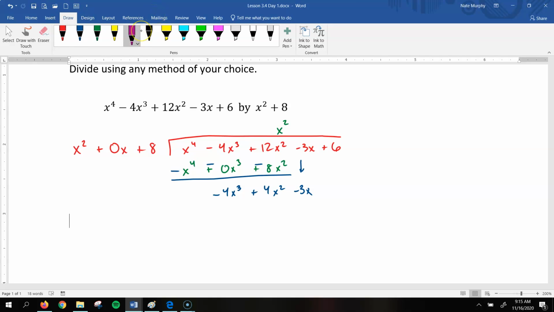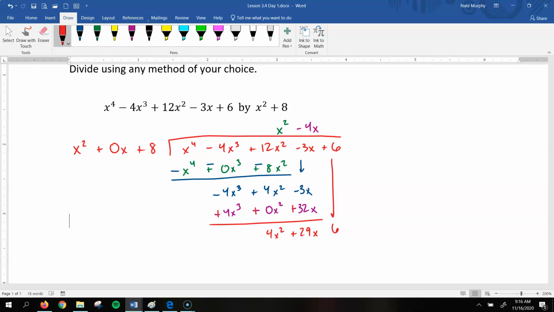Okay, so now I'm going to ask myself, well, what would we multiply x squared by to get negative 4x cubed? Well, that's going to be negative 4x, because negative 4x times x squared would be negative 4x cubed. And then this would give you 0x squared, and negative 4x times 8 would be negative 32x. But remember, the next step is we're going to subtract each of these. So I'm going to distribute a negative. So this will become positive, this will become positive, that will become positive. And so now when we combine those like terms, negative 4x cubed plus 4x cubed would be 0. So 4x squared plus nothing would be 4x squared. Negative 3x plus 32 would be 29x. And then we bring down the 6.